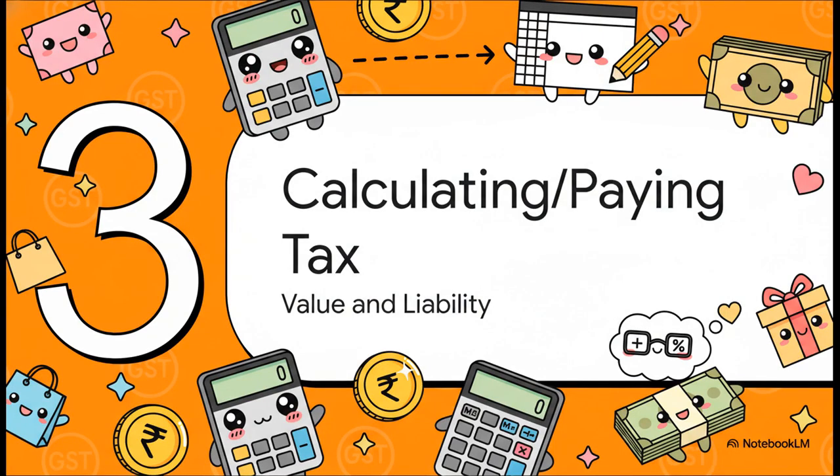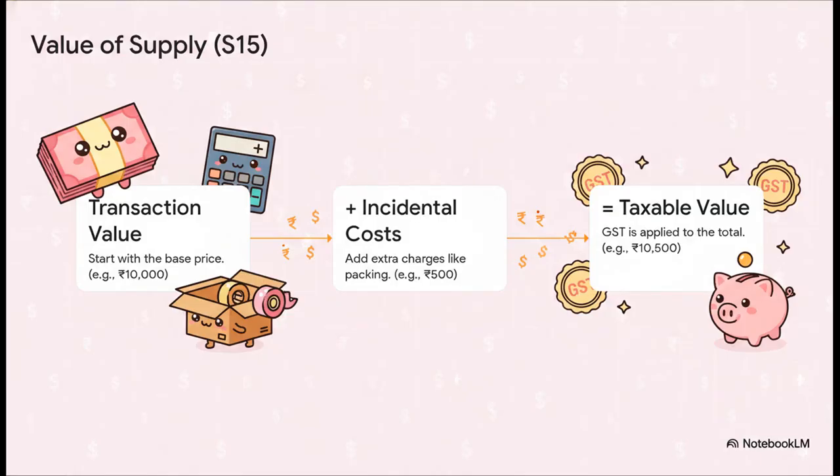Okay, so you're registered, you've made a supply. Now for the million-dollar question. How in the world do you figure out exactly how much tax you owe? Now, here's the thing you absolutely have to remember. GST isn't just calculated on the base price. It's charged on the total transaction value. So what that means is you start with a price, and then you add any of those extra costs that get passed on to the customer, like, say, packing fees, to get your final taxable amount.